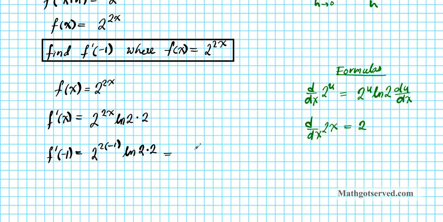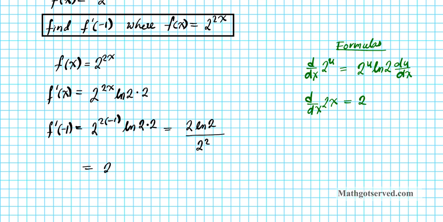Alright? So let's simplify this. This becomes 2 ln 2 over 2 raised to the -2, which is 2 squared. Okay? So that equals, using the properties of exponents, 2 times the natural logarithm of 2 over 4. Alright? 2 goes into 2 once, 2 goes into 4 twice. Your final answer is the natural logarithm of 2 over 2. So that's the derivative of the function 2 to the 2x at x equals -1.